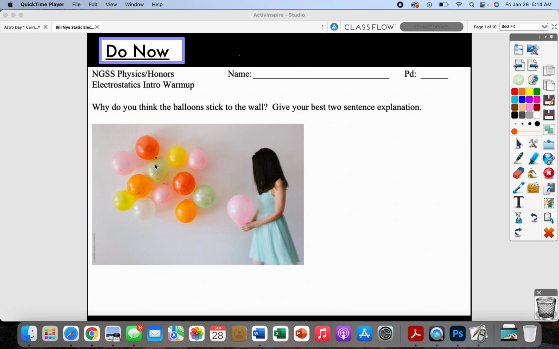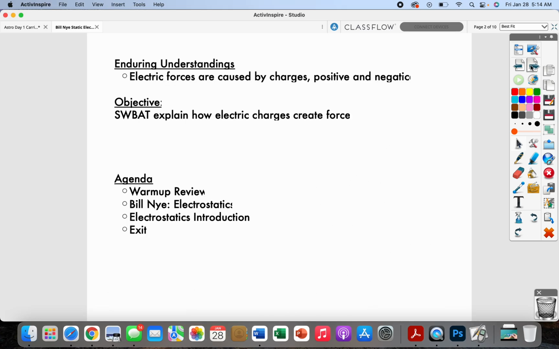You need to think about, how does static electricity work? Does rubbing a balloon against your hair change it so that it can then stick to the wall? You probably know something about it, so start there. After that, we're going to be talking about how electric forces are made, and we're going to watch a video.